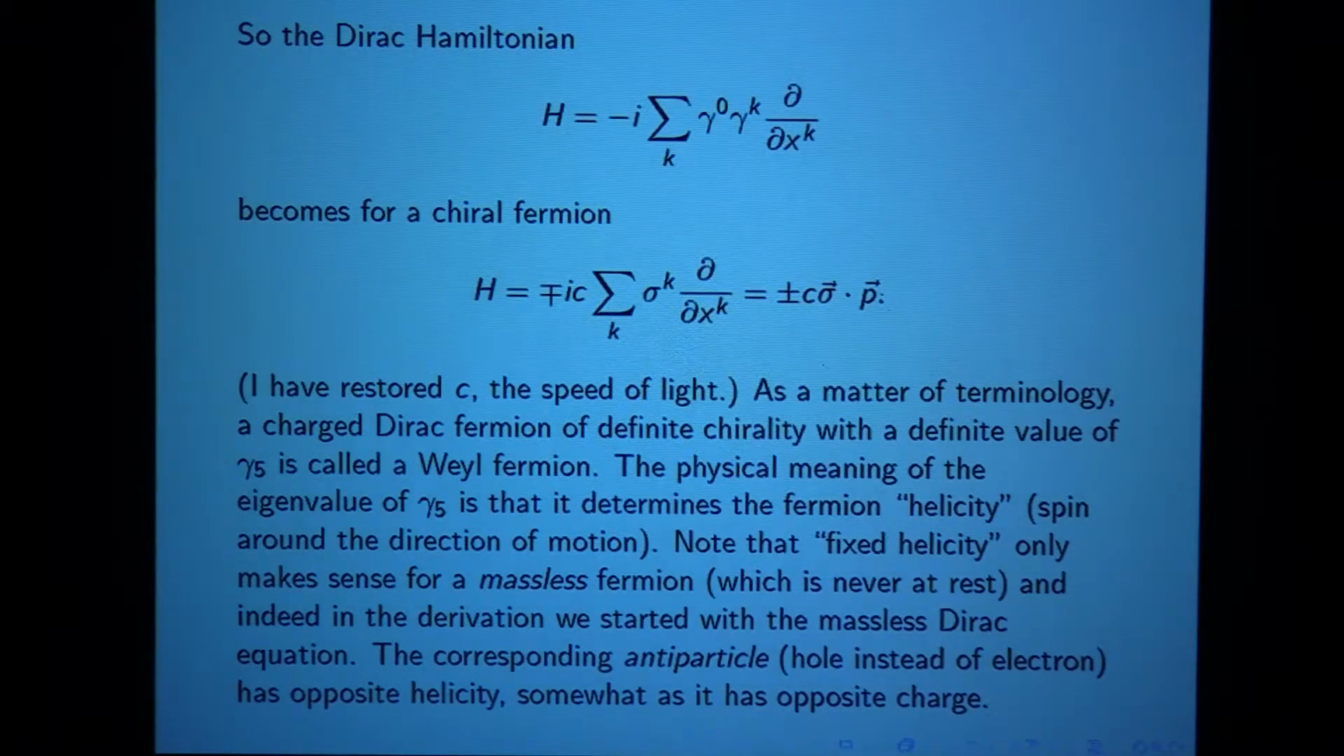So, for example, nowadays we know neutrinos have masses, but in the old theory of the massless neutrino, the neutrino was a Weyl particle that had a definite negative helicity, and the corresponding antineutrino would have a definite positive helicity. So, to a very good approximation, the neutrino is a Weyl particle, although we nowadays know that that's not quite the whole story.